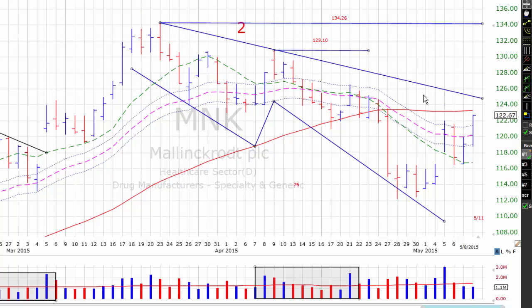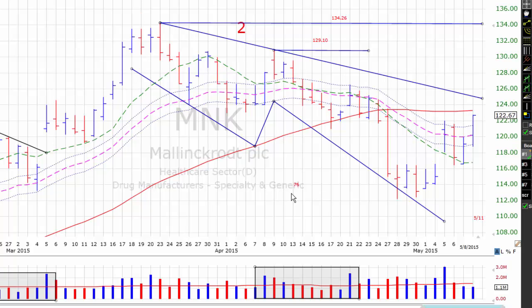Finally, we have this trend line in Mallinckrodt, and very aggressive traders can buy the stock on a break above that trend line as long as the break above that trend line is above the 50-day moving average. As we go forward in time, that trend line is going to actually pass below the 50-day moving average. If that happens, we want to ignore the trend line break.